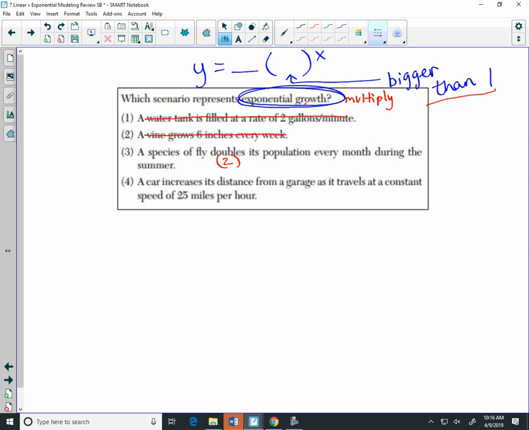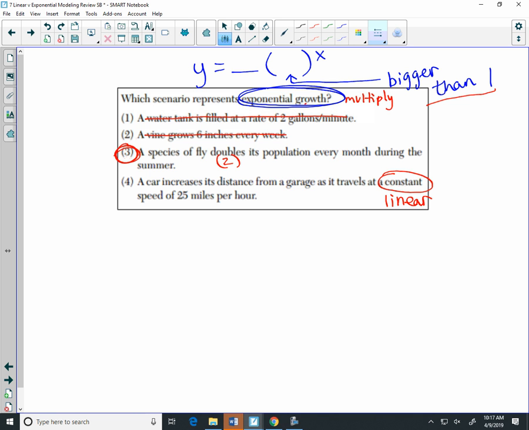A car increases its distance from a garage as it travels at a constant speed. Oh, so constant is definitely linear. All right, I'm going back to number 3. Those are just options you have to match that are an exponential model. You're not given any specifics, you just have to find the one that's an exponential model.